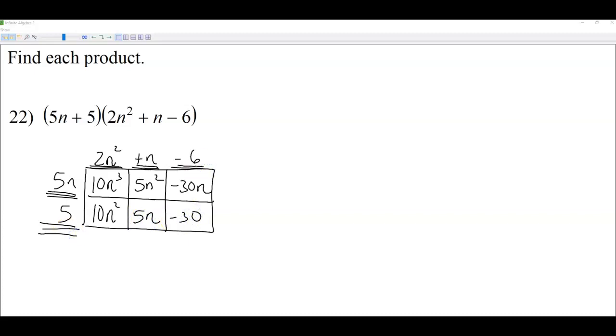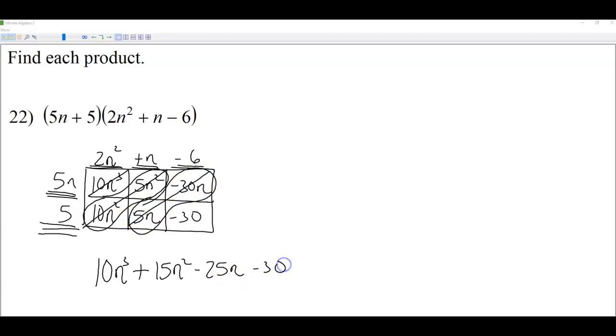And we can go ahead and start pulling out our terms. So in the top left box, we have 10n cubed. Then we have these two terms, which are like terms. 10 plus 5 makes 15n squared. And then we have these two like terms. Negative 30 and positive 5 makes negative 25n. And then finally, we have the negative 30 in the bottom right corner there. So there's our final answer on that guy.